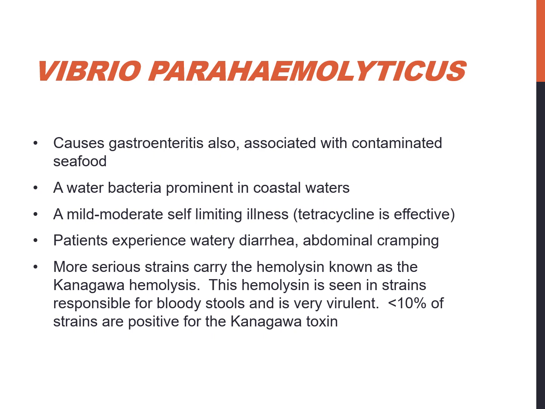Now in TCBS, Vibrio parahaemolyticus is green, and that's because it is not a sucrose fermenter. Remember, Vibrio cholerae is yellow because it is a sucrose fermenter, while Vibrio parahaemolyticus is green on TCBS media.